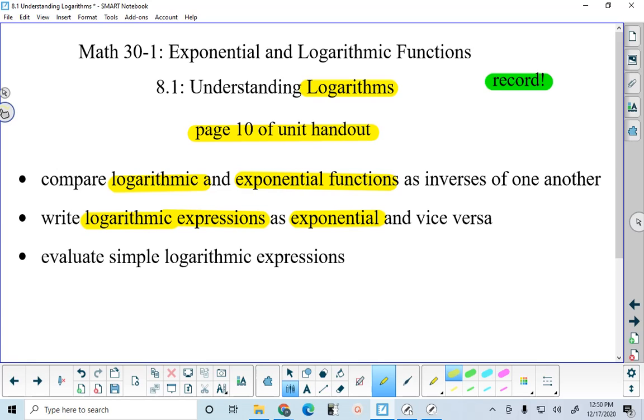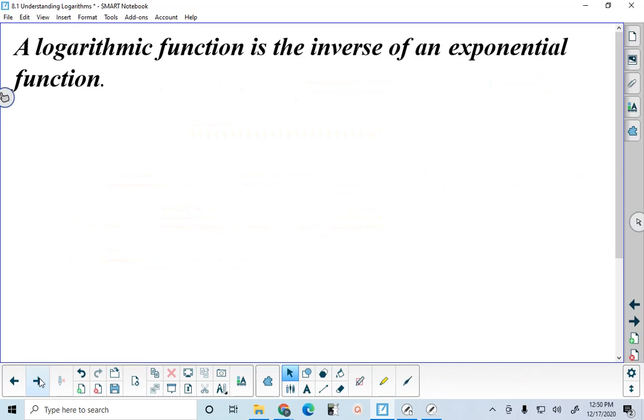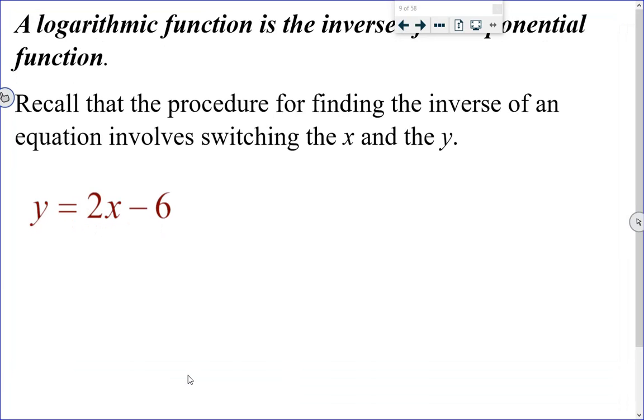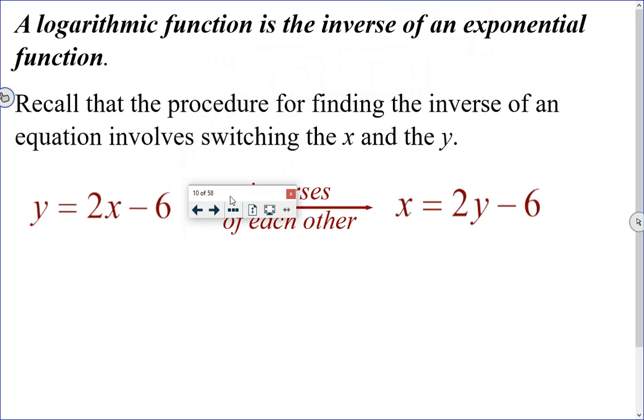And then we're going to be evaluating logarithmic expressions based on what the meaning of a logarithm is. So to begin with, a logarithmic function is the inverse of an exponential function. And the word inverse here is the same as the inverse we talked about in chapter 1. The inverse of a function or the inverse of an equation involves taking the x and the y and switching them. So for example, if I have a function y equals 2x minus 6, and I switch x and y, what I end up with is x equals 2y minus 6.